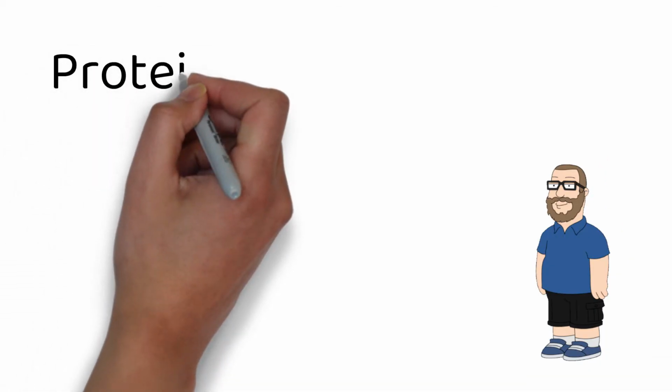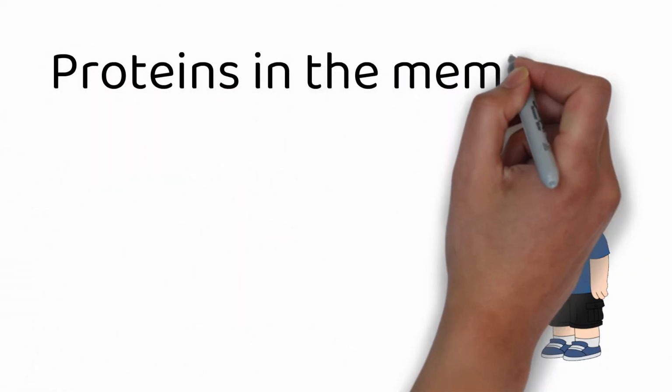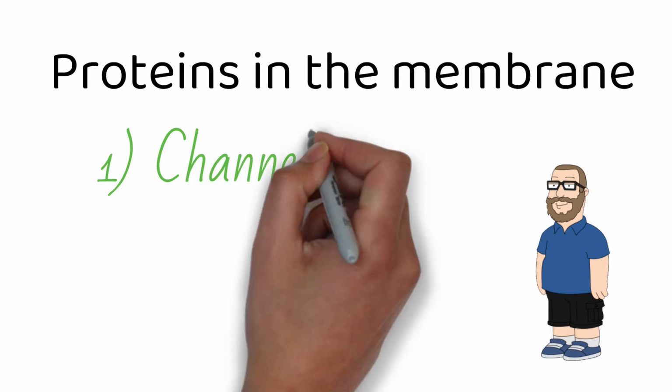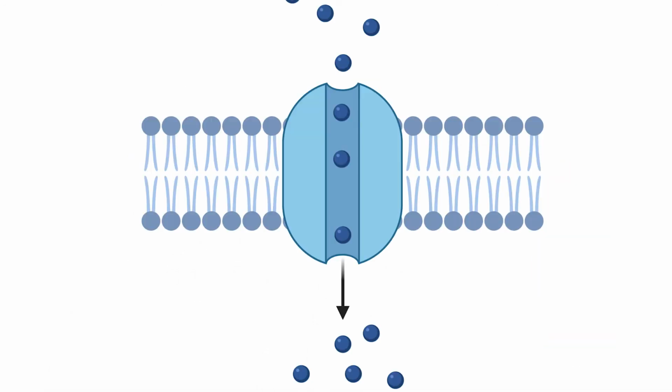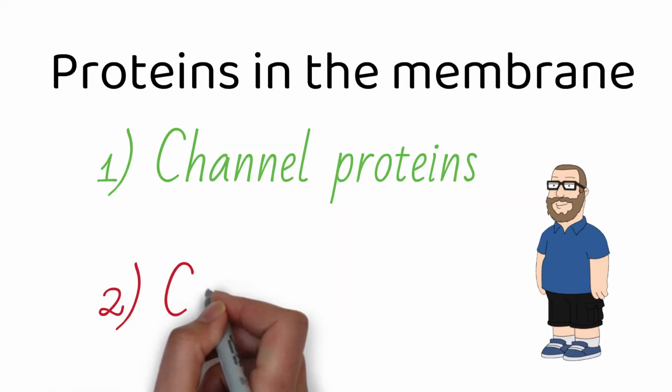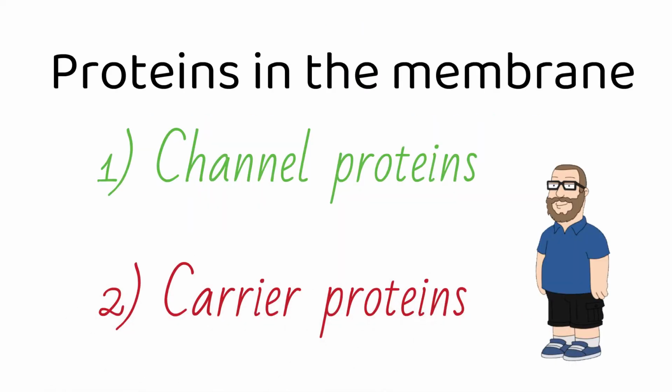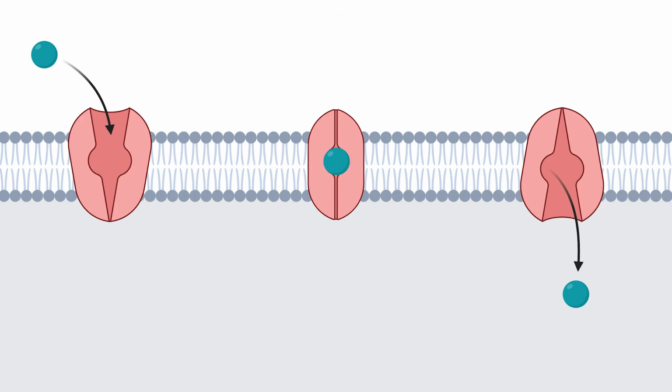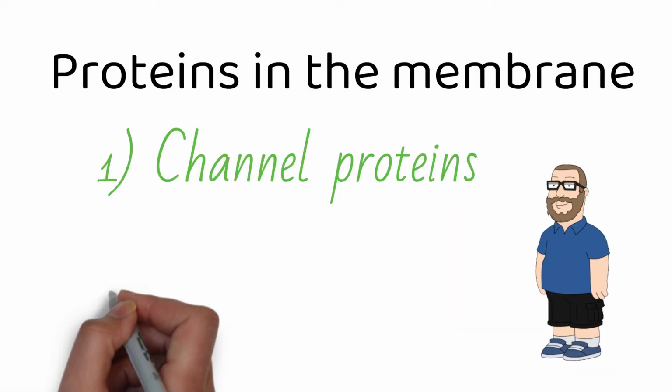There are two basic types of transport proteins in the membrane. Channel proteins, which are basically just hydrophilic alleyways through the membrane, and carrier proteins, which can bind to molecules on one side of the membrane and pass them to the other. The most simple transport proteins facilitate passive diffusion.